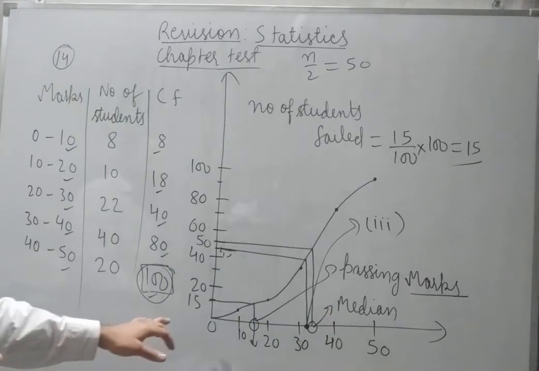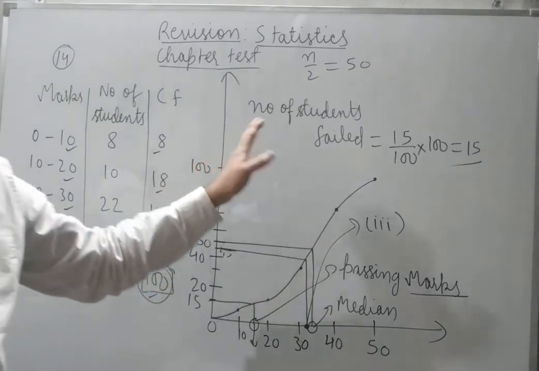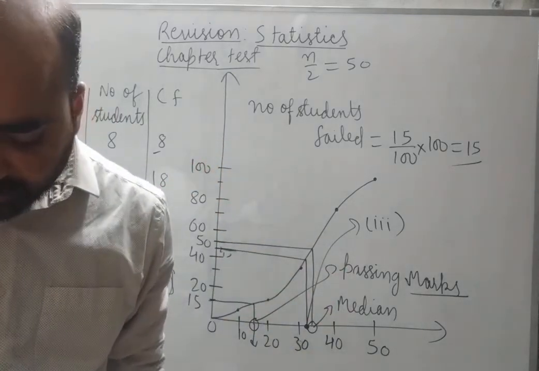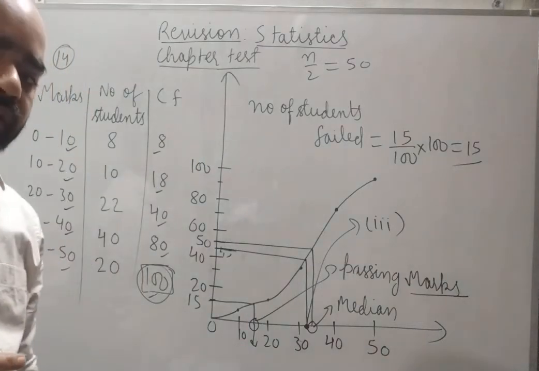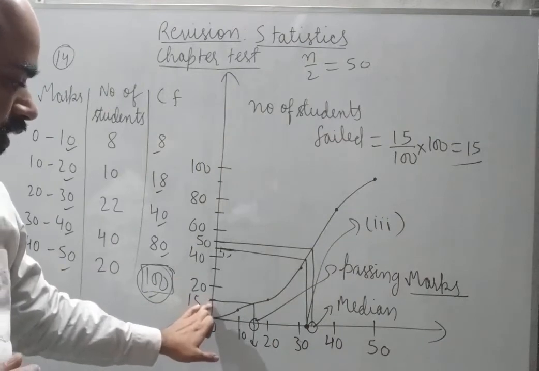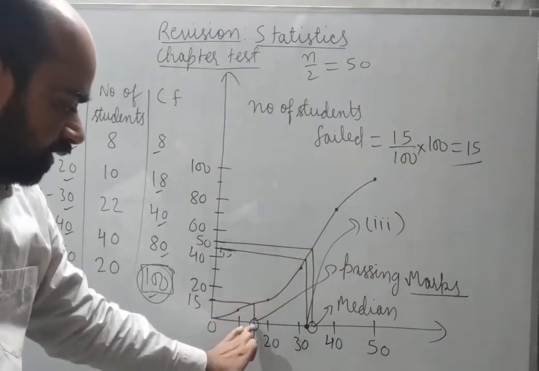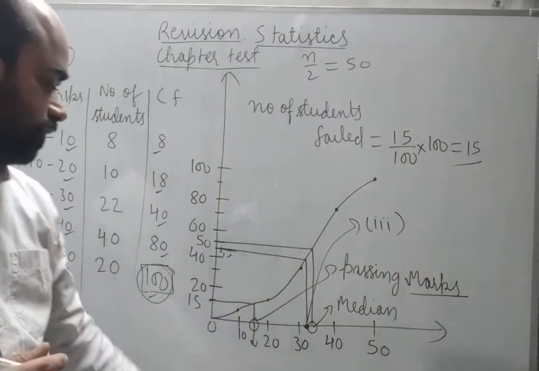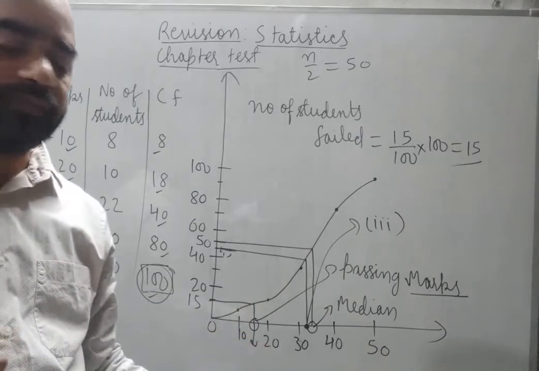Next, we have to find the passing marks. If 85% of the students pass, it means how many are failed? 15 are failed. From 15 on the y-axis, draw a horizontal and vertical line. So that will give the passing marks. Maybe 16, 17, 18, whatever.